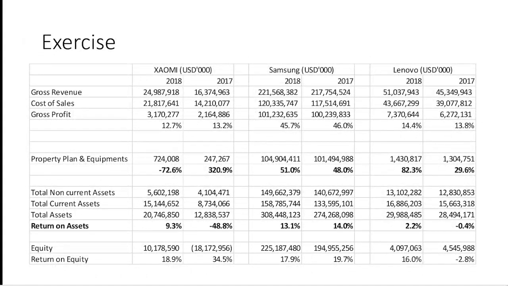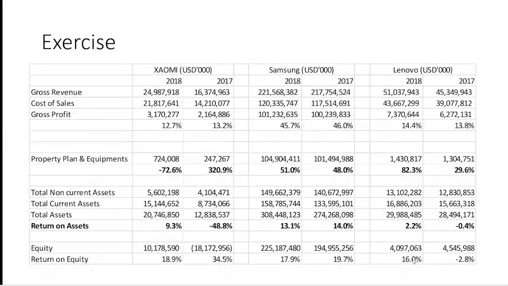So it means that Lenovo has used a lot of assets in the company to generate that much income, while Samsung is the best in class in terms of asset utilization. As you can see, the return on assets is highest in Samsung. But when it comes to return on equity, all the companies are pretty much the same: Xiaomi 18.9%, Samsung 18%, and Lenovo 16%.